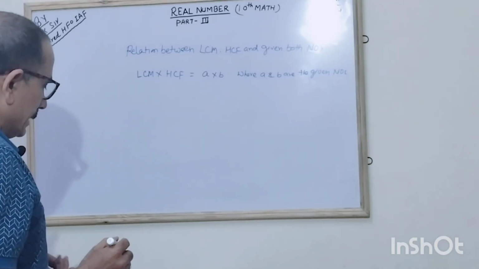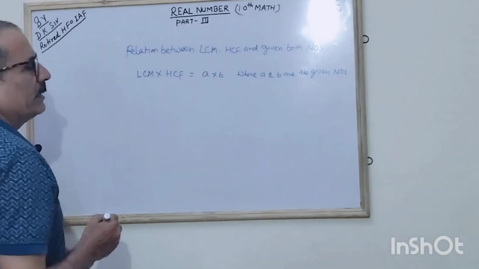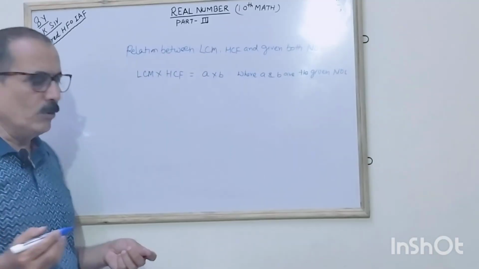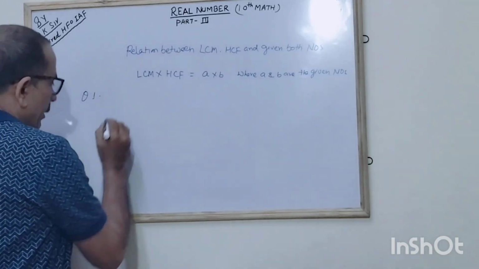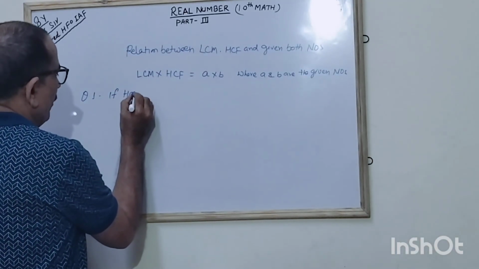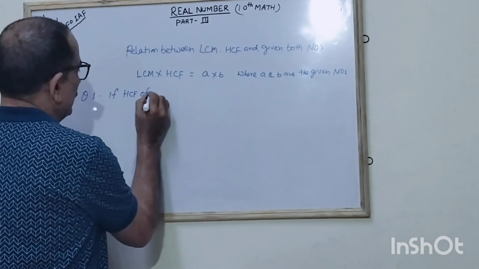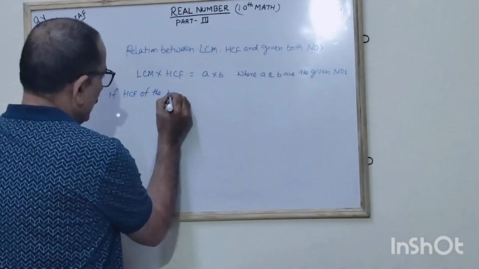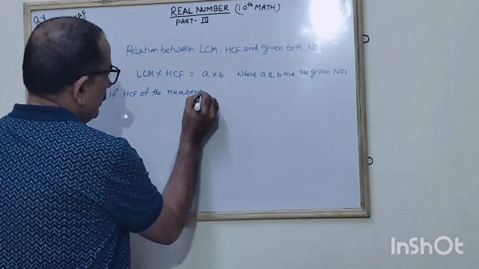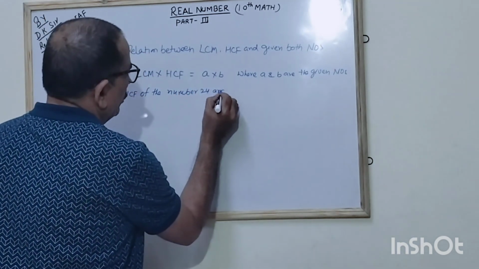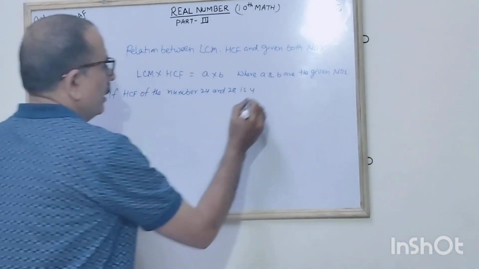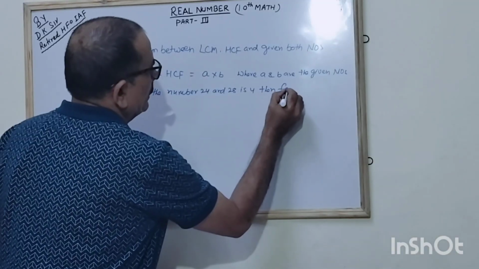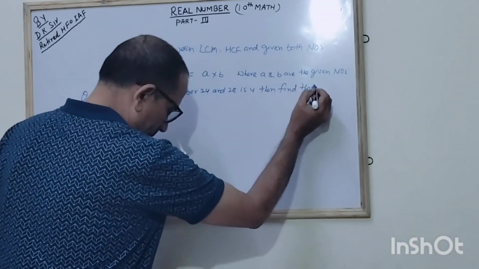So it is better we go for examples. If we go for examples, it becomes quite easy. We will take one of the questions. Question number 1: if the HCF of the numbers 24 and 28 is 4, then find the LCM.